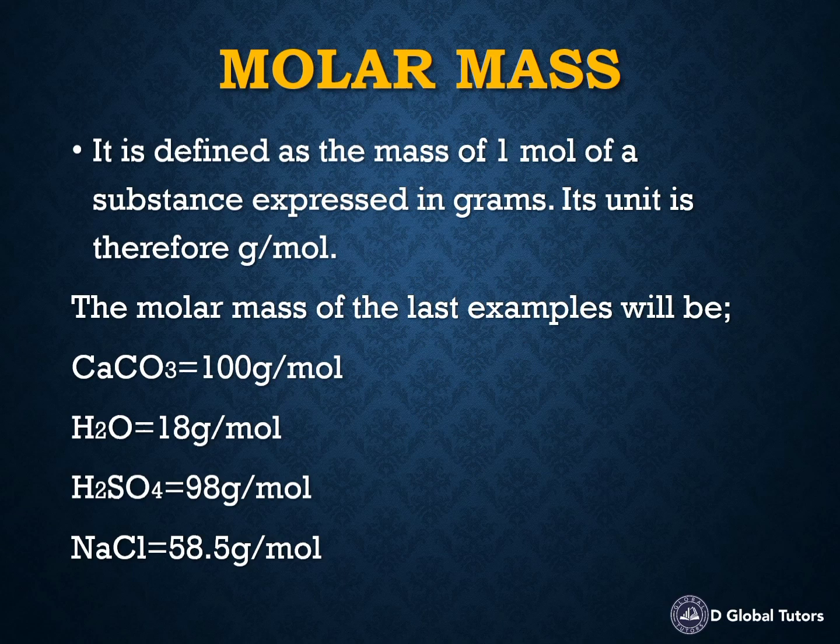Now, if we go back to the examples we did under relative molecular mass, we calculated the relative molecular mass of CaCO3 as 100. Now, if you want to calculate its molar mass, it will still be 100, but the difference will be 100 gram per mole. The same goes for water. It will be 18 grams per mole. The same goes for H2SO4. It will be 98 gram per mole. And the same goes for NaCl. It will be 58.5 gram per mole. So what differentiates molar mass and relative molecular mass is the unit. Relative molecular mass has no unit. Molar mass has a unit, which is gram per mole.